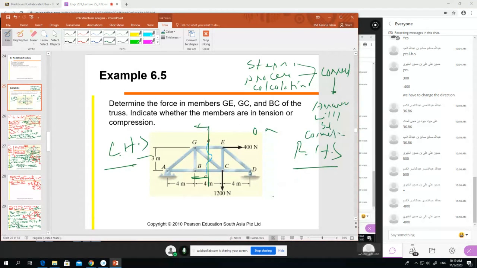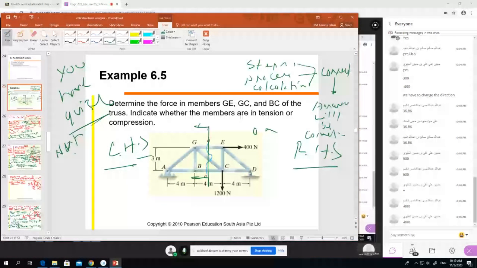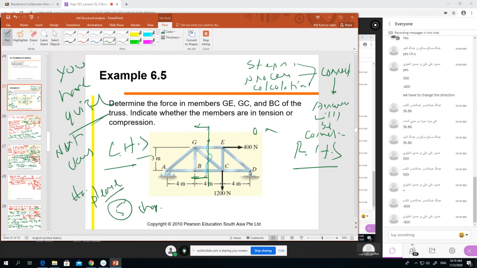Any questions so far? We have 1 minute, and this is the end of this chapter. In this chapter, you have a quiz next Thursday. That means next class. Sorry, it comes next week, the quiz? No, Thursday. The syllabus is chapter 5.